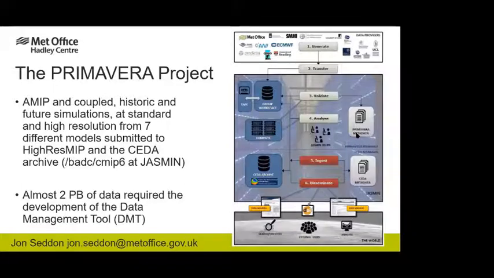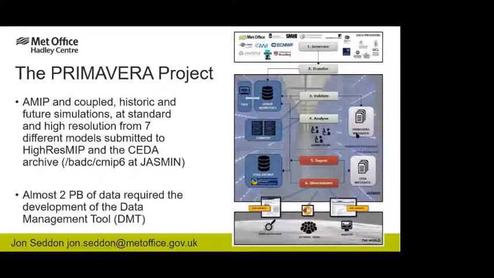So the PRIMAVERA project is led by the Met Office. It's an EU Horizon 2020 funded project. And the part of this I'm involved with is a set of coupled and AMIP simulations at standard and high resolution. And so the historic runs from 1950 to 2014, and the future from 2015 out to 2050. And in PRIMAVERA, we've got 7 different climate models from around Europe running these simulations at standard and high resolution. Standard is standard CMIP6 resolution, and high is typically 25 kilometers in the atmosphere.